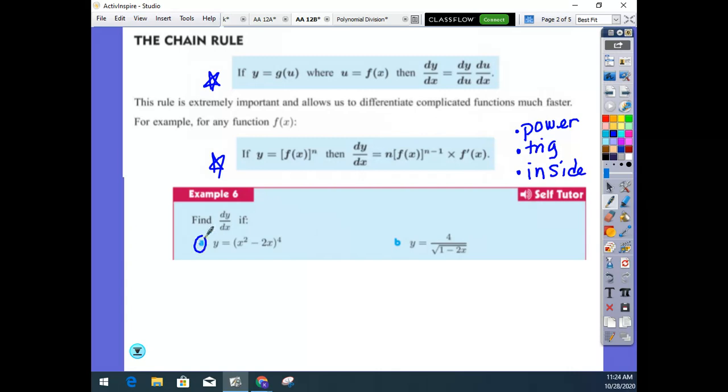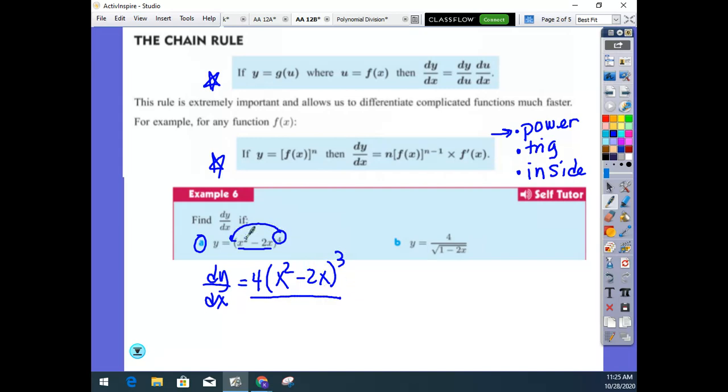Okay, so if we look at letter A, notice there are two separate things going on here. There's what's in the parentheses, and there's the power on the outside. So when we find the derivative, this is where you always start with the power first. So I'm going to bring the power down. When you do the power portion, the inside stays the same. Notice for this whole thing, I just brought the power down and subtracted 1. This is the power.